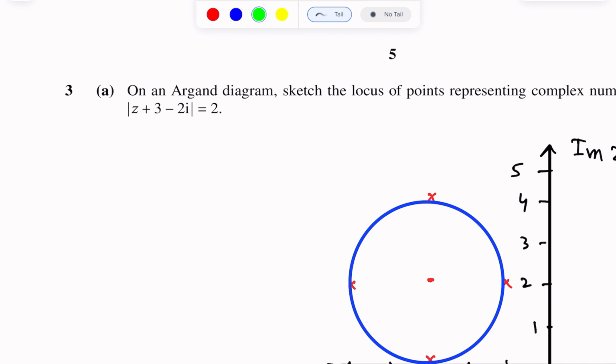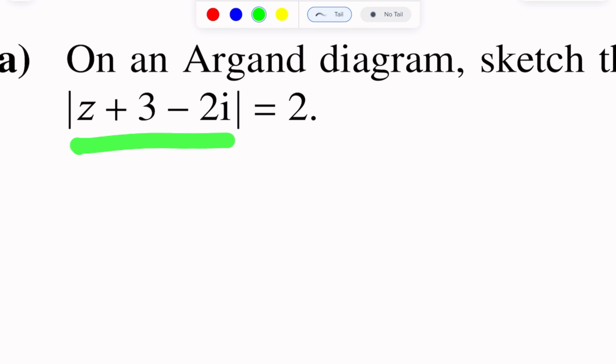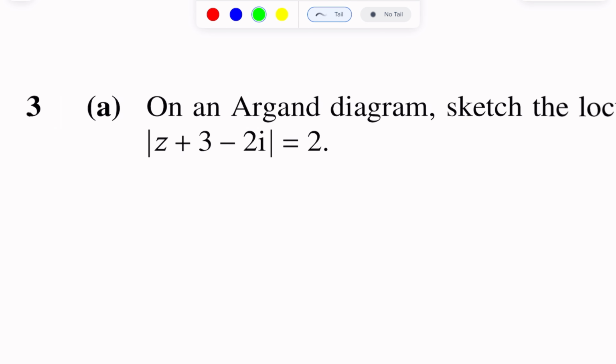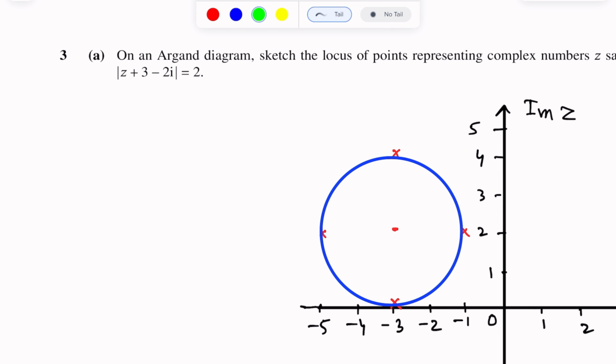We have to sketch the locus of the point representing this equation, modulus of z plus 3 minus 2i is equal to 2. So first of all we will write it in this form. Taking a negative sign common, modulus of z minus (minus 3 plus 2i). We can write it in this form.